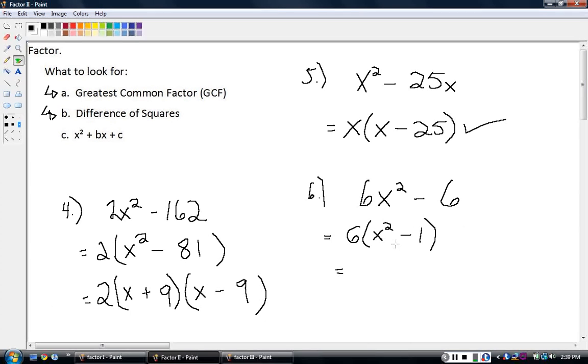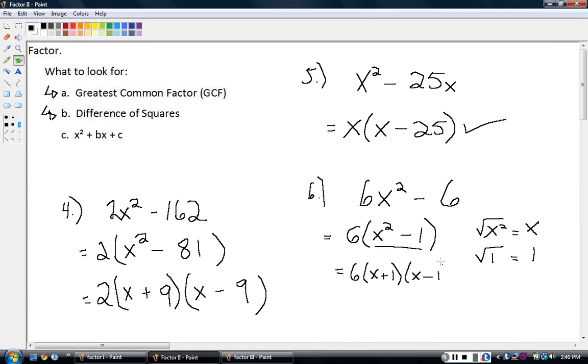Now be careful. This might look like it doesn't go further, but this is in fact a difference of squares. X squared we've seen a lot. I can take the square root of that, right? That's x. What about 1? I can take the square root of 1. It's 1. Okay, so I know that this is the difference of squares. Just this piece right here is the difference of squares. So I'll factor it like that. X plus 1, x minus 1.